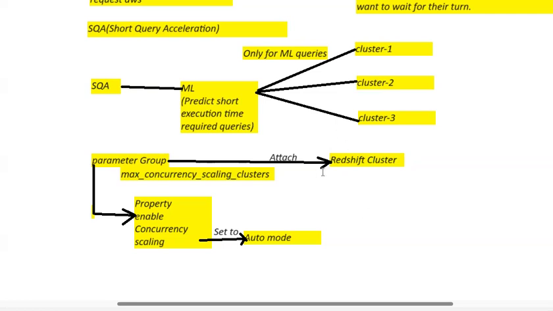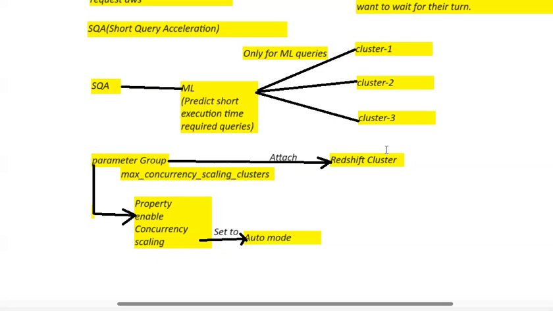Our Redshift cluster is now attached with enabled concurrency scaling by using what? A parameter group. By default, this Redshift cluster is attached with a default parameter group. So in order to attach concurrency scaling, first create another parameter group with the required configurations that you want, the max number of concurrency scaling clusters you want, and enable this concurrency scaling. Then just attach it to your Redshift cluster. That's it.